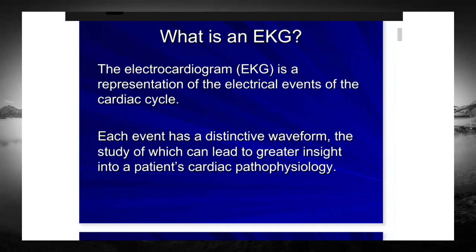So an ECG is an electrocardiogram. The K is because it was first done in German, and cardio starts with K in German, but for us, ECG. It's a representation of the electrical events of the cardiac cycle. Each event has a distinctive waveform, and the study of which can lead to greater insight into the patient's cardiac pathophysiology. It's important that we break down each of those waveforms and understand each of them. What I've seen a lot of students do, especially in the clinical years, is know what the letters are and jumble them together, and then it becomes difficult to separate them out to make sure you know exactly what those things represent.